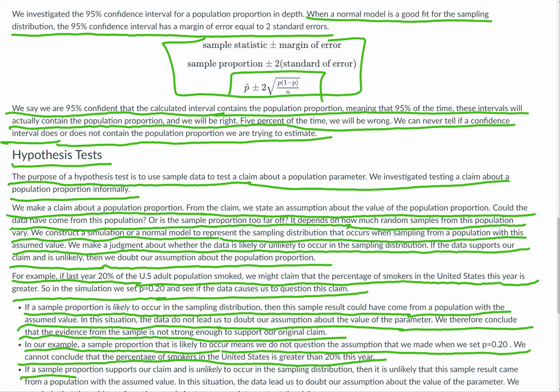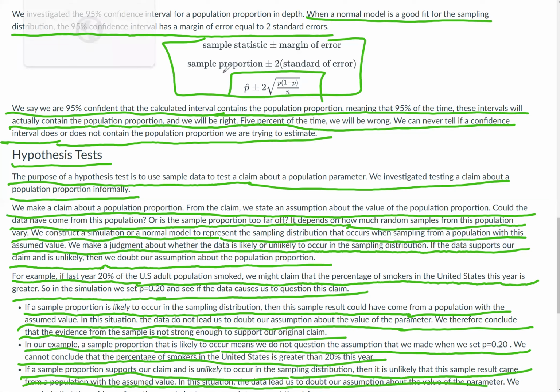If a sample proportion supports our claim and is unlikely to occur in the sampling distribution, then it's unlikely that the sample result came from a population with the assumed value. In this situation, the data lead us to doubt our assumption about the value of the parameter.